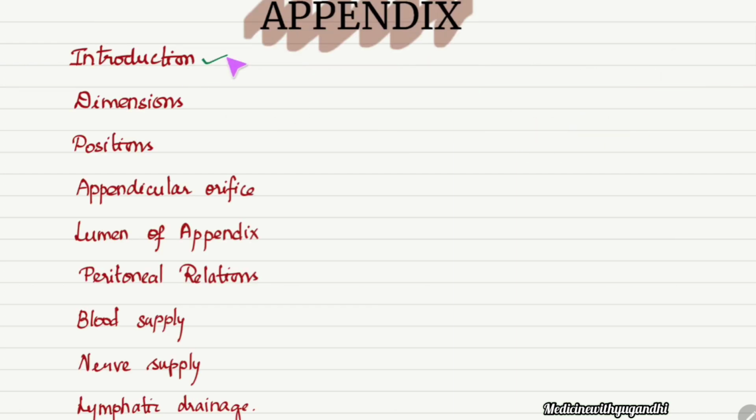Now we have completed the introduction. Now coming to the dimensions of the appendix. So this appendix measures about 2 to 20 centimeters in length. So it may be 2 cm or it may be 20 cm, right, with an average of 9 cm. In most people, the appendix measures about 9 cm in length.